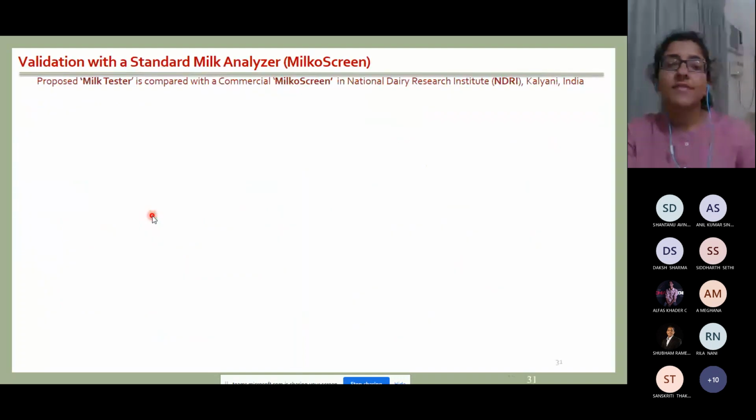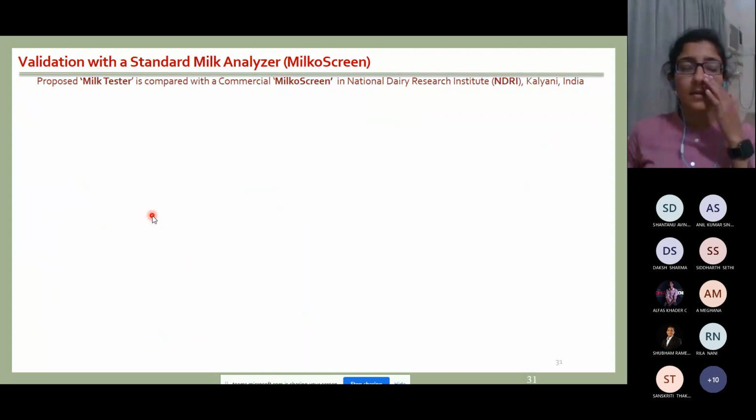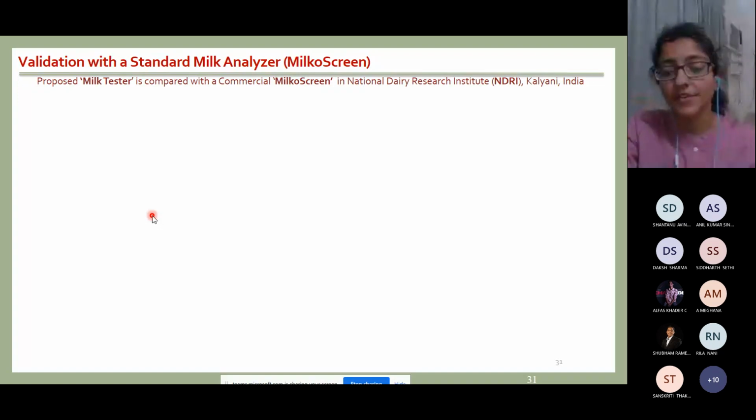For this, we have taken one instrument, the Milko screen. When I was going through the literature, the product review, we found three instruments which are able to detect adulterants as well as composition. One is not available in the market, but of the other two, one is the Milko screen. That Milko screen was at the NDRI, the National Dairy Research Institute, Kalyani, India. So we have compared our instrument with that Milko screen.